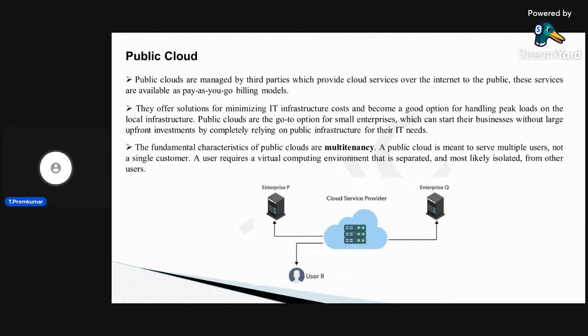The fundamental characteristic of public clouds is multi-tenancy. The public cloud is meant to serve multiple users, not a single customer. The user requires a virtual computing environment that is separated and most likely isolated from other users. The below diagram shows the public cloud, where enterprises P and Q and the other user R are going to use the cloud provider, which is in a public mode.